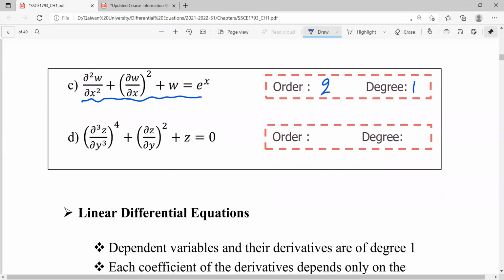For the last one, we have partial cubed z by partial y cubed to the power 4 plus partial squared z by partial y squared plus z equals 0. What's the order of this partial differential equation? The order is the highest derivative, which is 3. And the degree is 4, which is the exponent of the highest derivative.